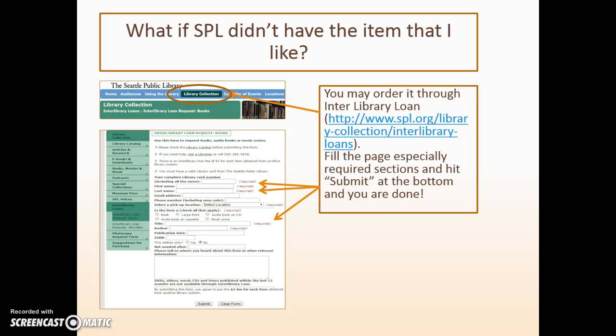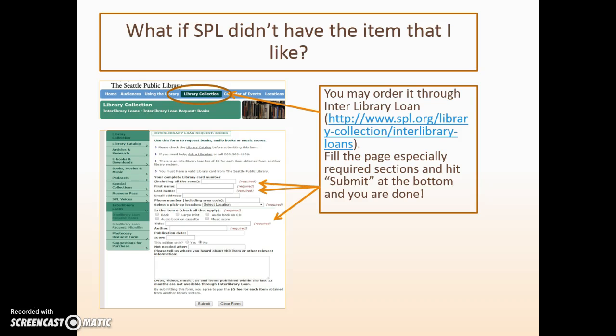Now, let's talk about a what-if situation. What if SPL did not have the item that you're looking for? You can look at King County Library System and their catalog and see whether they have the copy. If you have our SPL library card, you're most likely qualified to apply for their library card, which is also free.